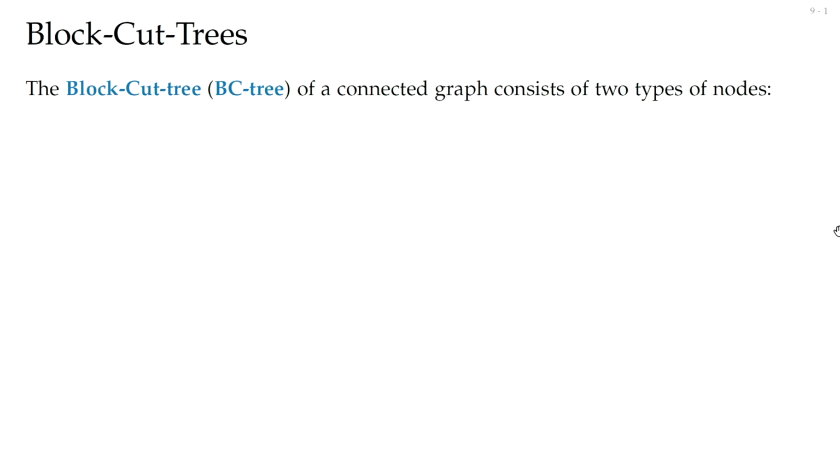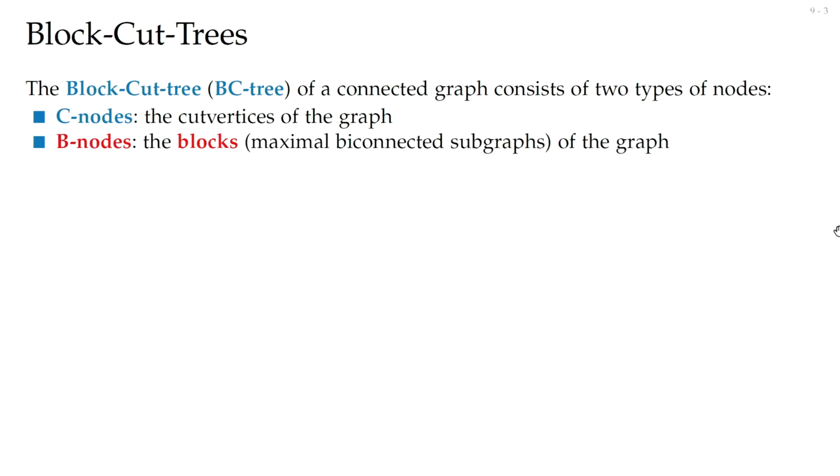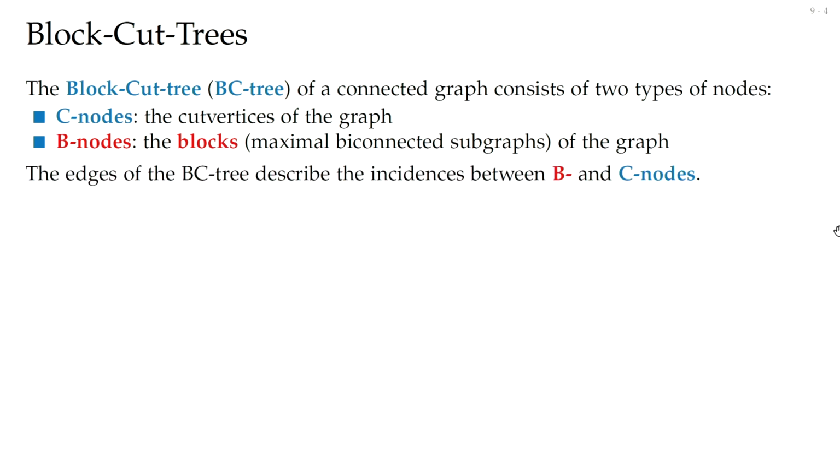A block cut tree, there are, of course, many different definitions. I give you just my favorite one. This is a tree that consists of 2 types of nodes. We have C nodes. These are cut vertices of the graph. And we have B nodes that are blocks of the graph. And a block is a maximal biconnected subgraph. We are a bit cheating here because we also look at edges as maximal biconnected subgraphs. Technically, edges are probably not biconnected, but we have to cheat a little bit to make the definitions easier.